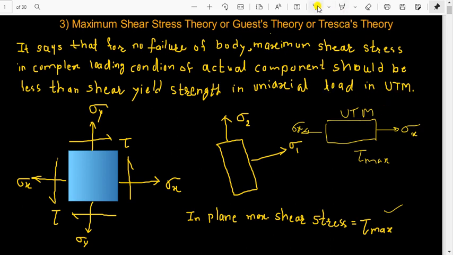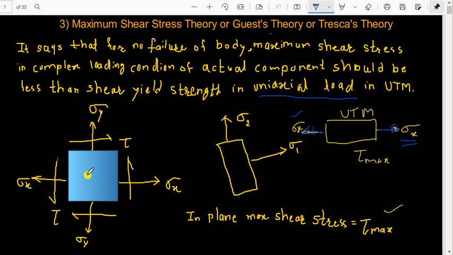Here you can see, if force is applied in a uniaxial direction, let us say in the x direction, then there will be a stress only in the x direction, that is only in one direction, so it is called uniaxial stress or uniaxial loading condition.